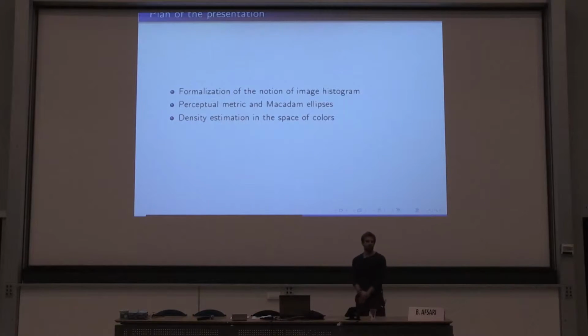I will start by formalizing the notion of image histogram in image processing, which is slightly different from the notion of histograms in statistics. I will then briefly present the MacAdam ellipses and the perceptual metric on the space of colors. And I will then talk about density estimation on the space of color under the perceptual metric.